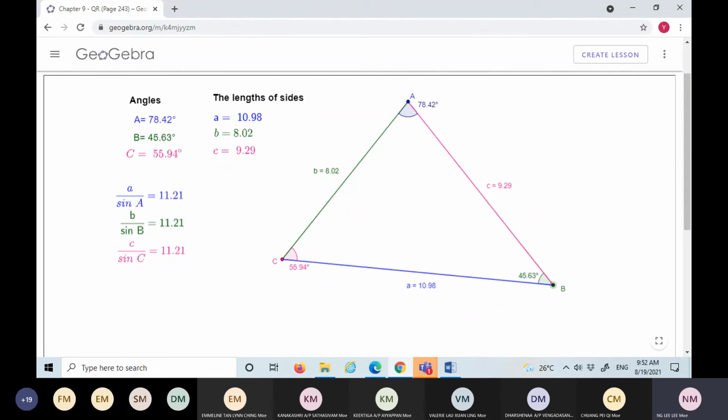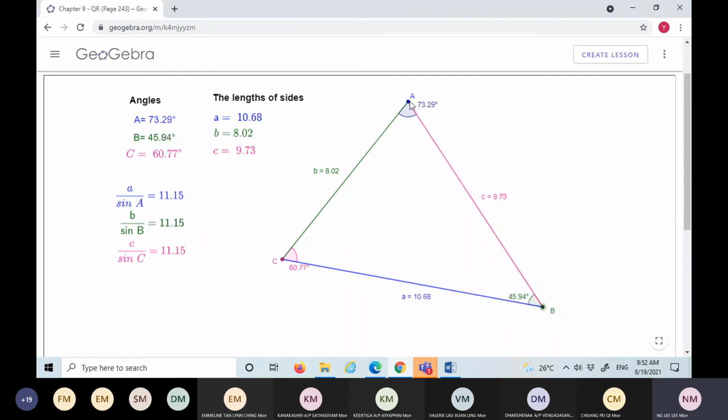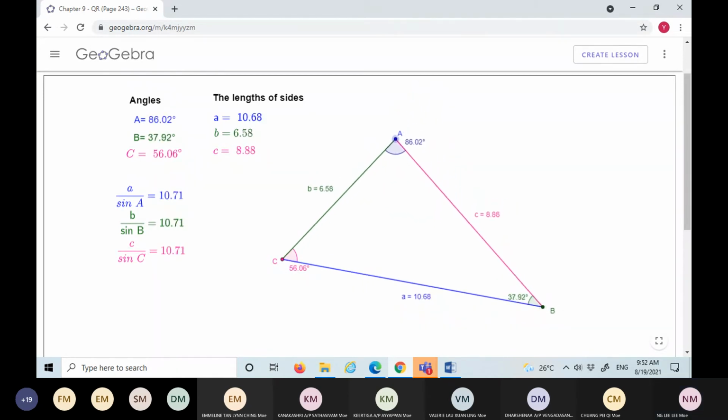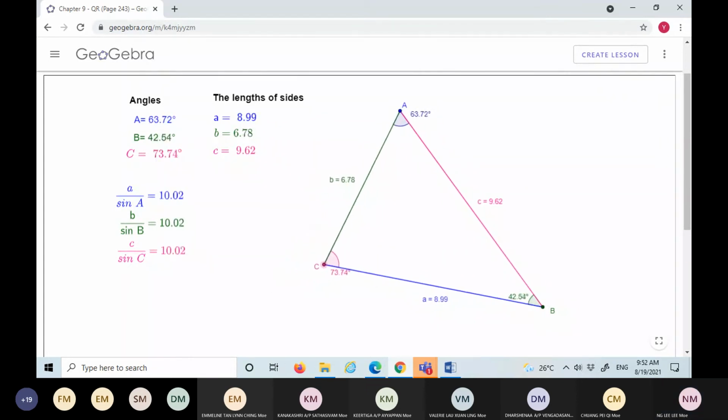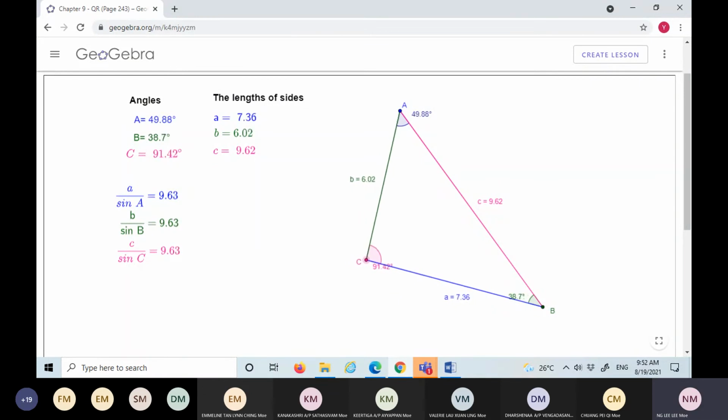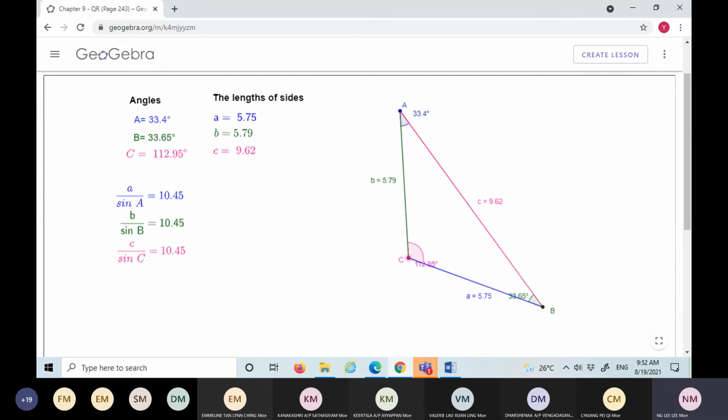Again, move. Is it always the same? Now I move the point A. Is it always the same? Now I move the point C. Always the same. Now it becomes an obtuse angle triangle already, because angle C is more than 90. You see, it's still the same.